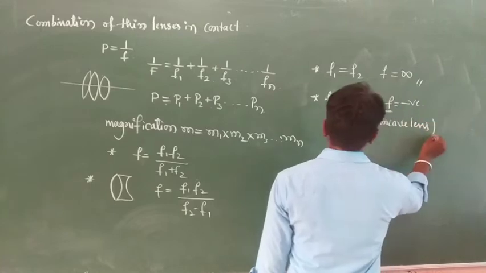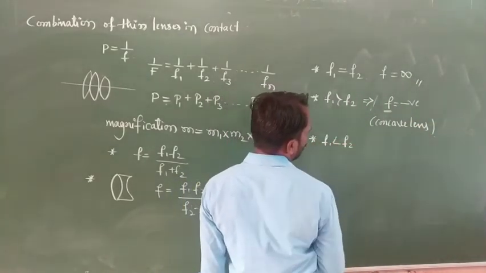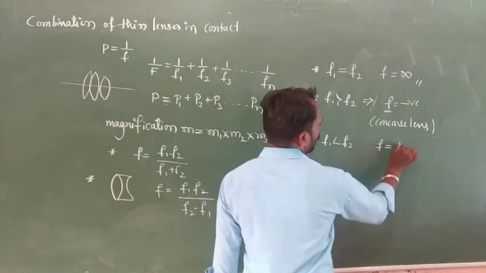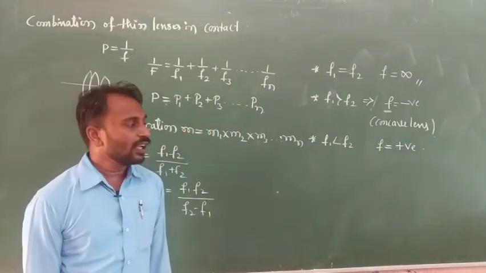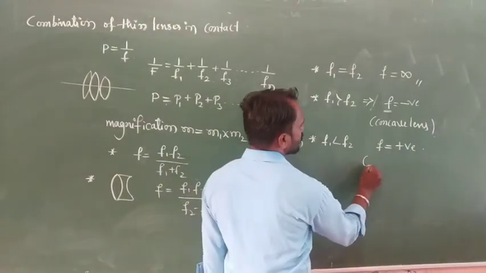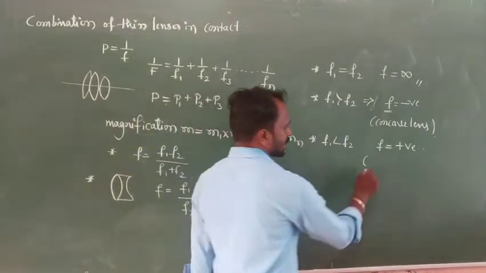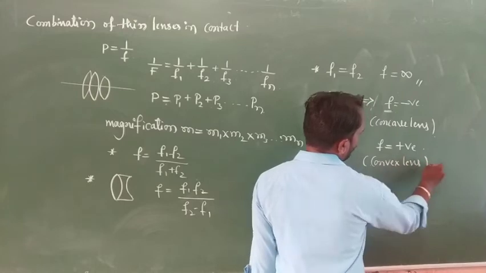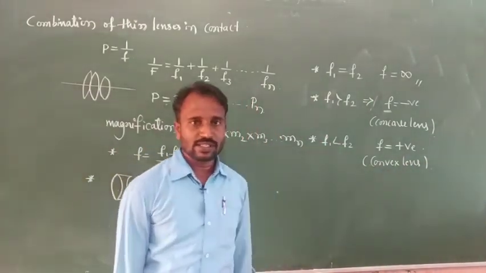Suppose F1 is less than F2. Then the effective focal length is positive. When the effective focal length is positive, it means this combination of lenses acts like a convex lens.